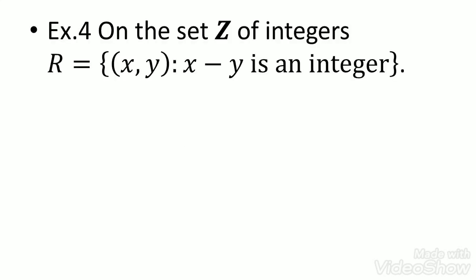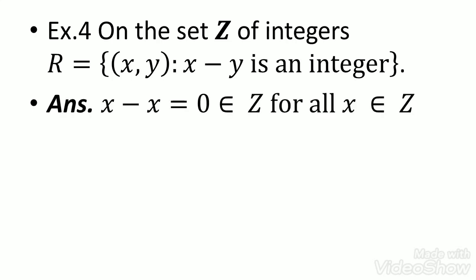It is an example from your book. A relation R is defined on the set of integers, Z, as R equals {(x, y) such that x minus y is an integer}. If the difference of two integers is an integer, then those two integers are related to each other. Now the first thing is that the difference of x from x is equal to 0, and we know that 0 is an integer.